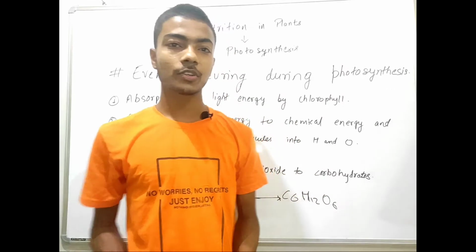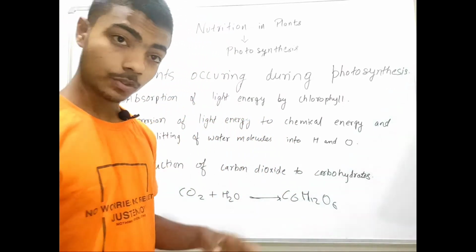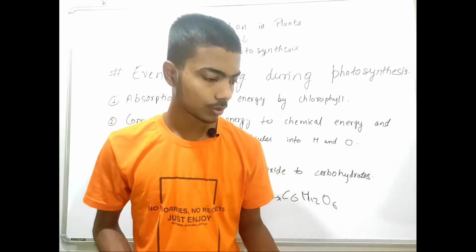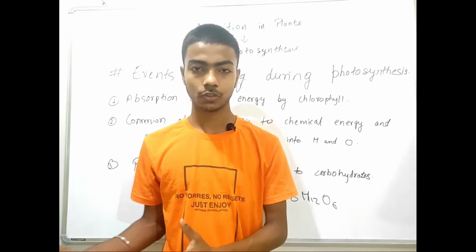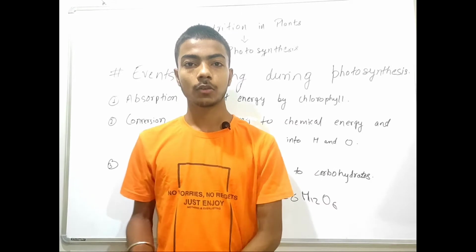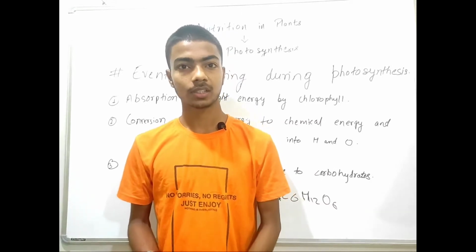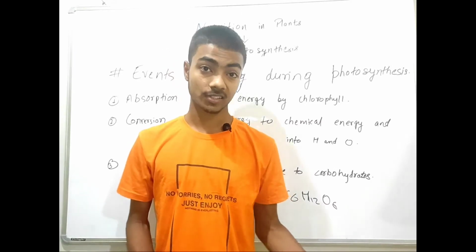So green plants produce their food with the help of the process of photosynthesis. They produce food and they utilize food, and the rest of the food, meaning the food that is left with them, they store in their leaves as starch.